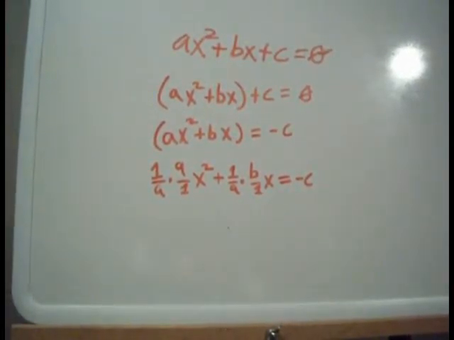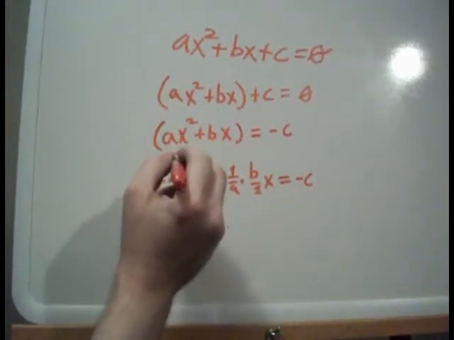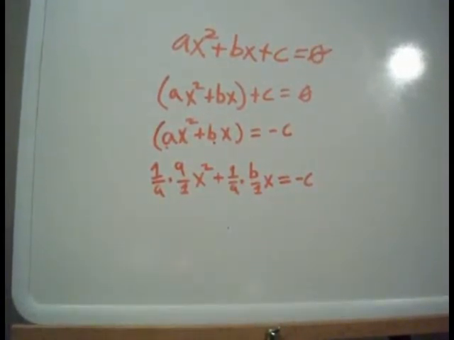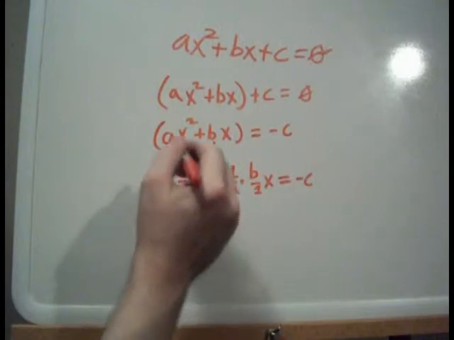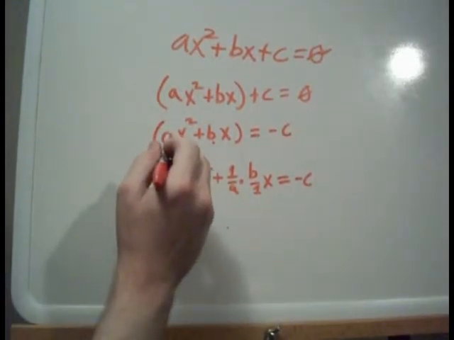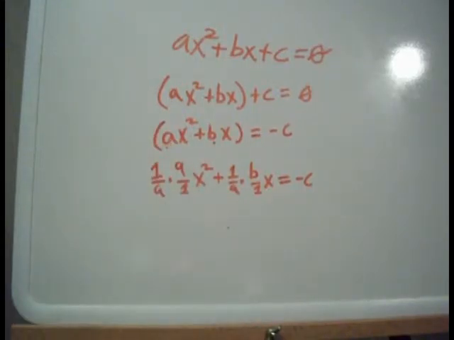Okay, what we're going to do is multiply each one of these coefficients, this one here and this one here, by the reciprocal of this coefficient, the very first coefficient. We are going to multiply this coefficient and this coefficient by the reciprocal of this coefficient. What is the reciprocal of this coefficient?